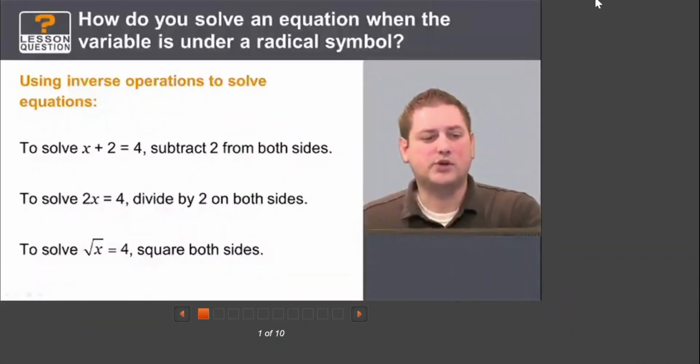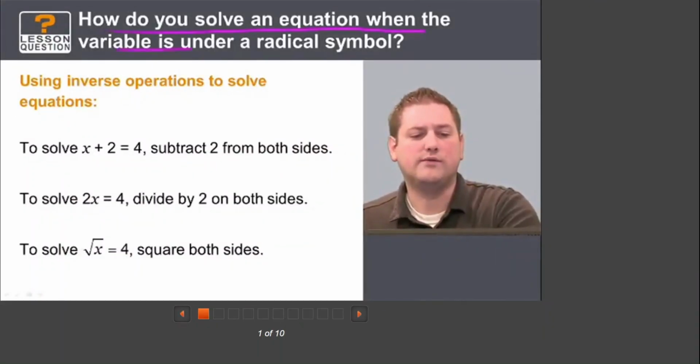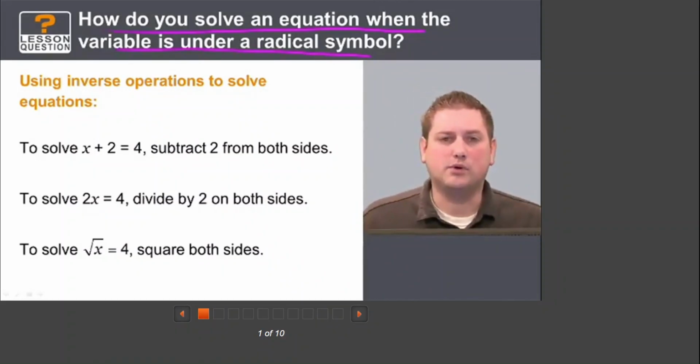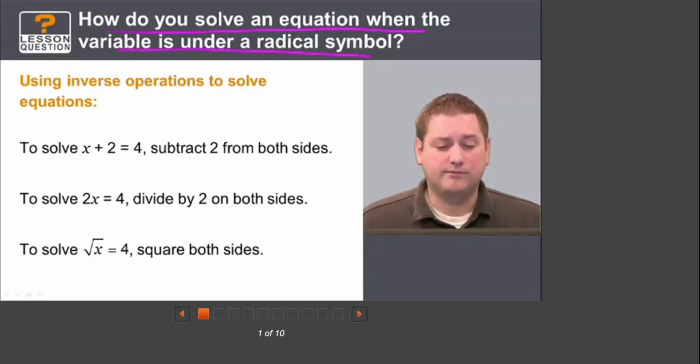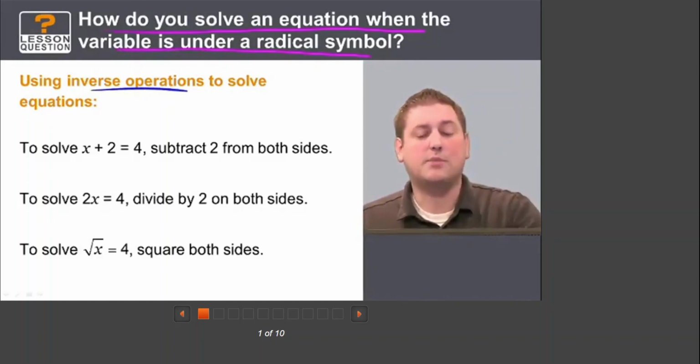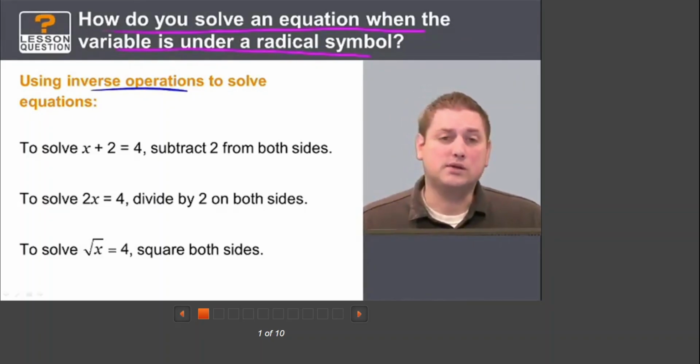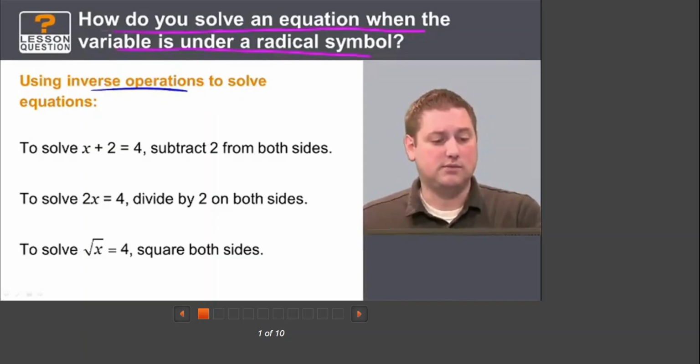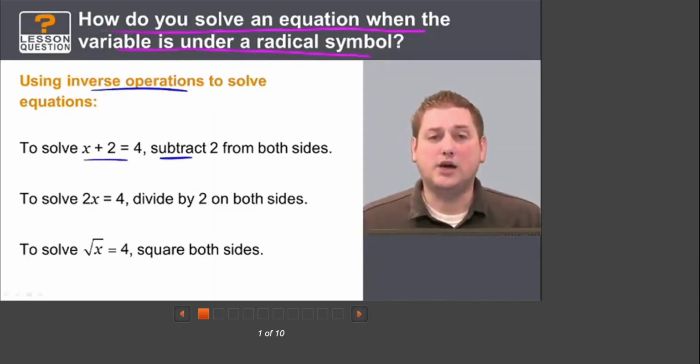In this lesson, we're answering the question, how do you solve an equation when the variable is under a radical symbol? Now, in the warm-up, you took radical expressions and raised them to powers to solve a linear equation. In this part of the lesson, we're going to be focusing on the inverse operations that you're already familiar with to solve equations, like taking an addition problem and using subtraction to solve it, or solving a multiplication problem with division, solving a radical problem using exponents.